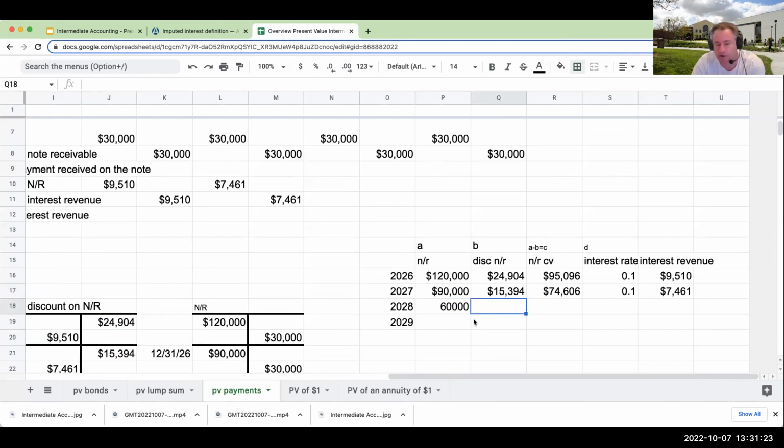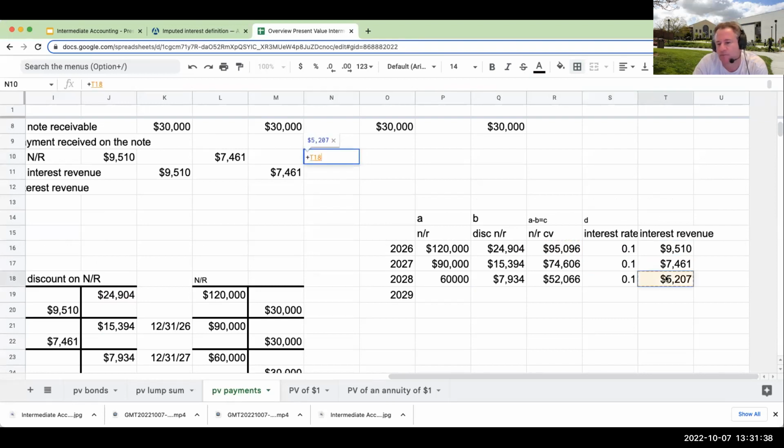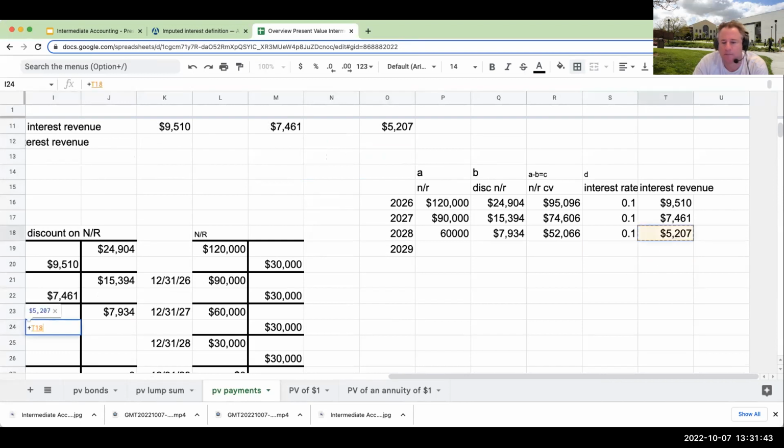My discount on notes receivable is no longer 15,000. It's now 7,934. My carrying value of my note receivable is going to be 52,066. My interest rate is at 10%, so my interest revenue is going to be 5,207. So my ending balance on my discount on note receivable is going to be 2,727.